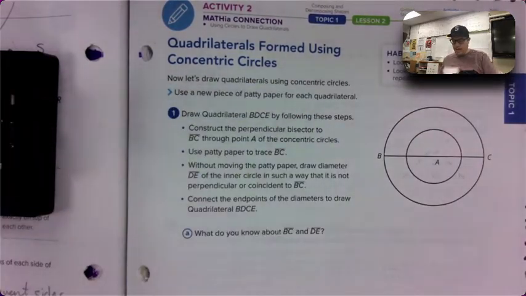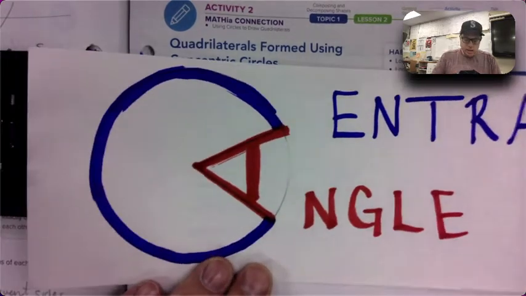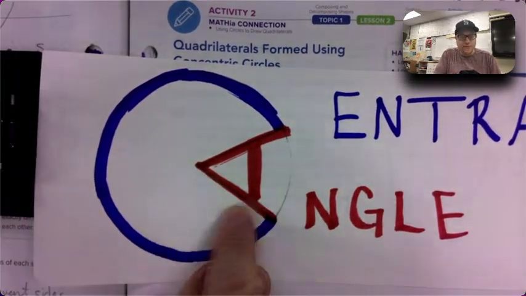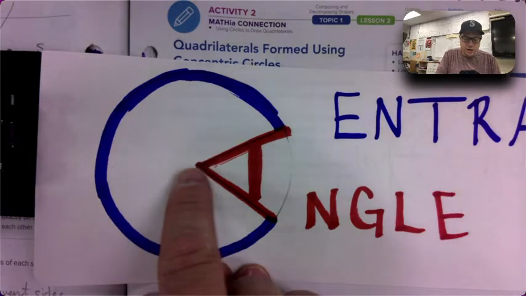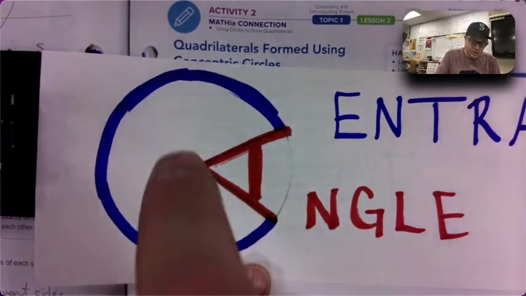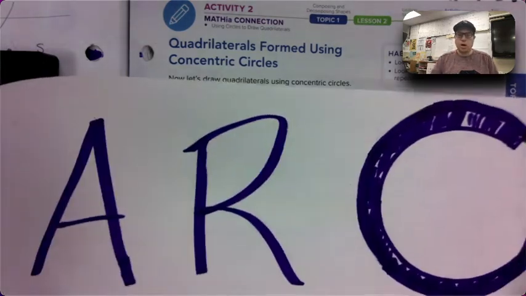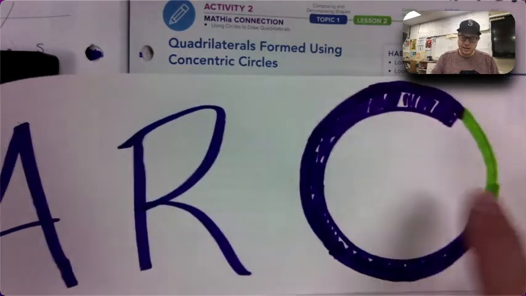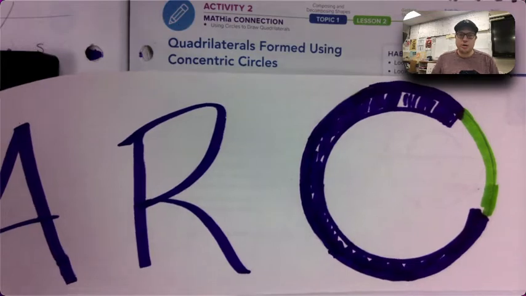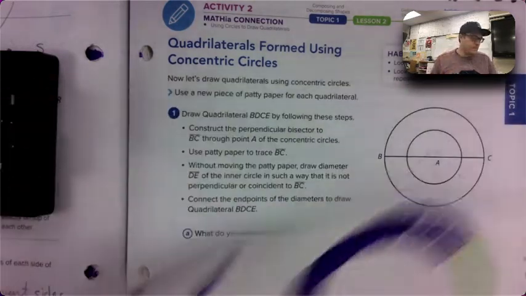Then we have a central angle. It's the angle that's made from the center. You draw your angle where the center of the angle and the center of the circle are the same. And our third vocab word is arc. A-R-C, as in arc is a section of the circle. Pretty smart, huh? All right.